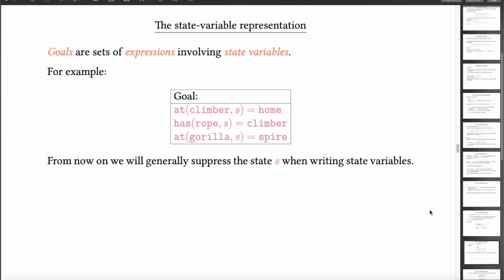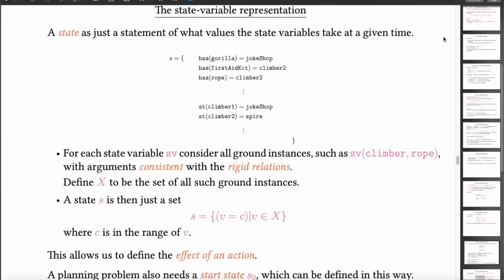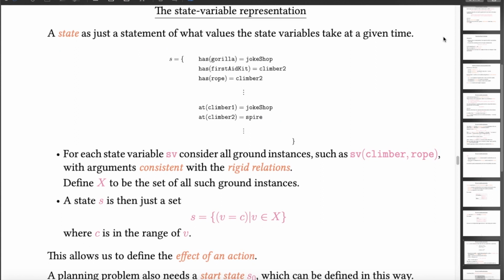Now in what follows, I'm going to suppress writing S as an explicit parameter, because it just makes things cluttered. But it should be entirely clear from context whether or not something is a state variable or whether it's a rigid relation. Now the first thing I need to address here is how one actually represents a state. Well, that's easy, because a state just tells you an explicit definition of what every state variable does at the moment.